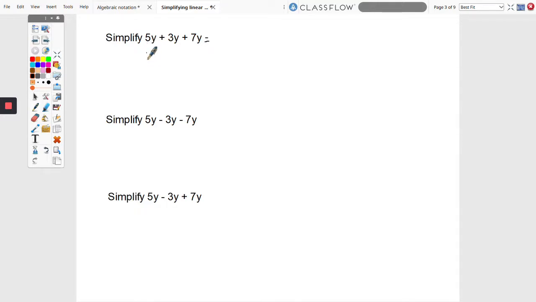simplify 5y, add 3y, add 7y. So, when I only have one variable, I simply work from left to right. So 5y add 3y will give me 8y, and 8y add 7y will give me 15y.